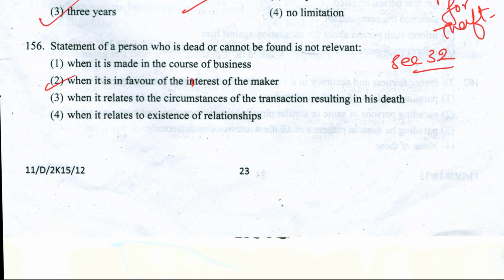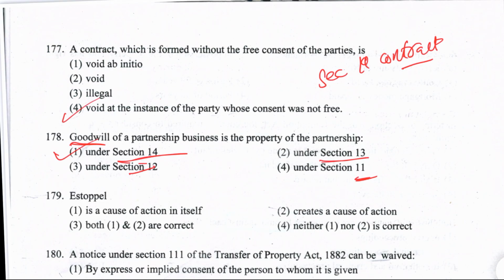And what is section 32 of the Indian Evidence Act? It says that cases in which the statement of a relevant fact by a person who is dead or cannot be found is relevant. And if you see, it's point number 3, that it is against the interest of the maker. So it is mentioned under section 32 subsection 3. Come to next question 179.